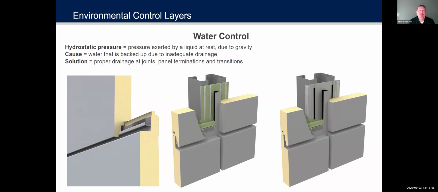You've got hydrostatic pressure here, pressure exerted by a liquid at rest due to gravity. And in this example, we have the panel joints where the water by gravity will flow outwards. And even in that middle joint there, you've got your parallel sealants and basically a channel down the middle of that joint to move the water to the outside. It doesn't have a path to the inside. That's what you want.